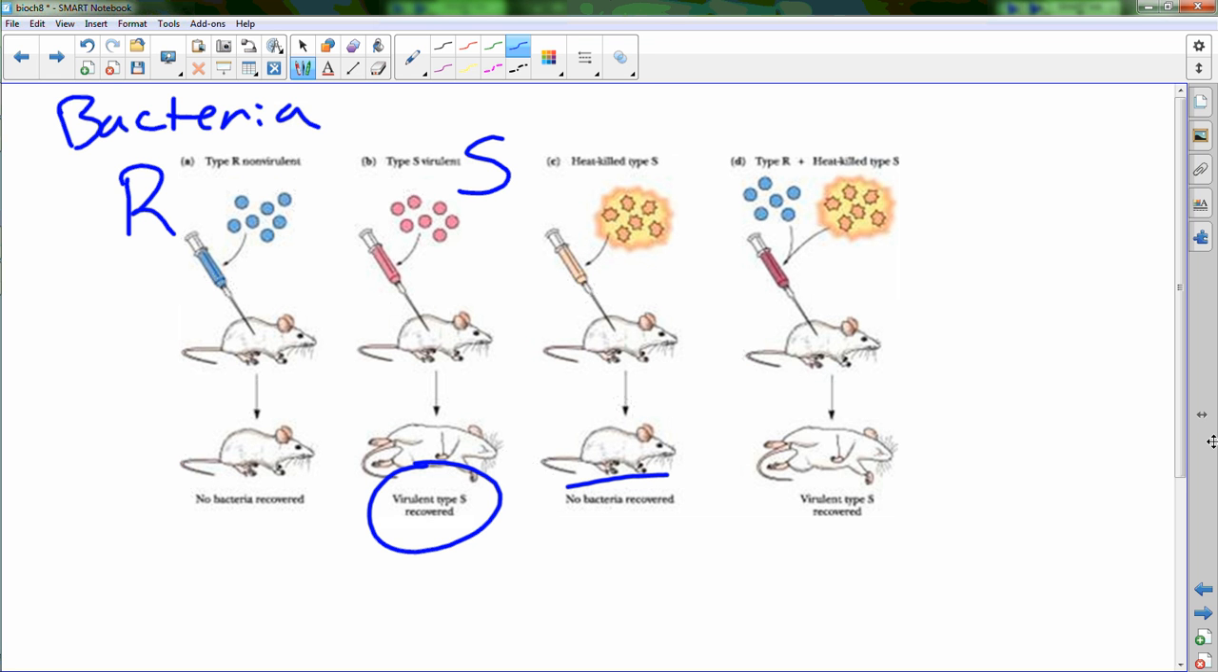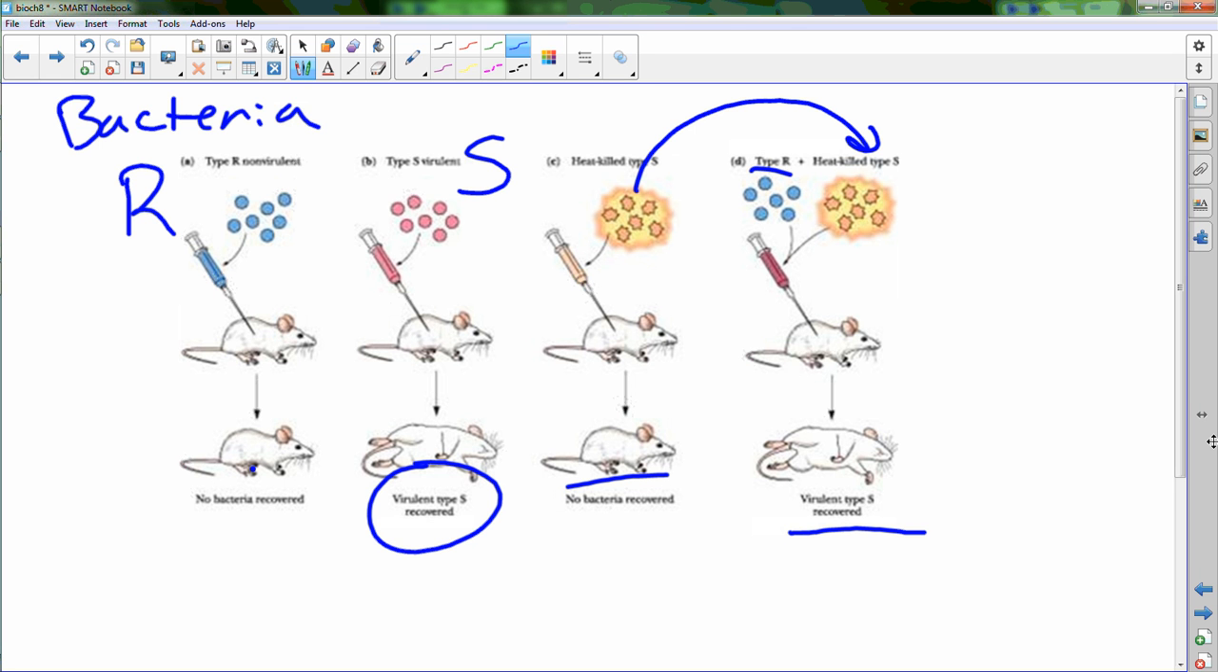But what he did that was kind of neat is he took some of those heat-killed S cells, the ones that were dead, and he injected them, but he mixed in the type R, the ones that didn't kill the mouse, the ones that were not harmful to the mouse. And what happened was the mouse died. So he realized that there was something going on.